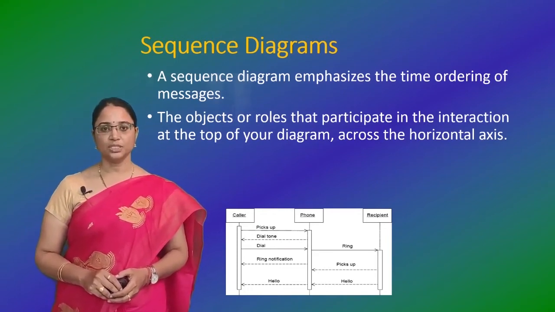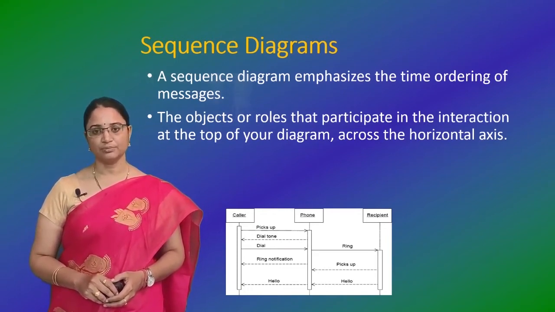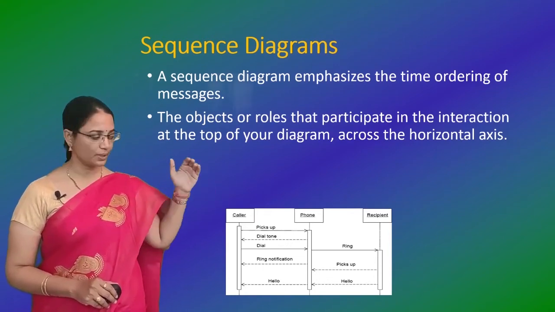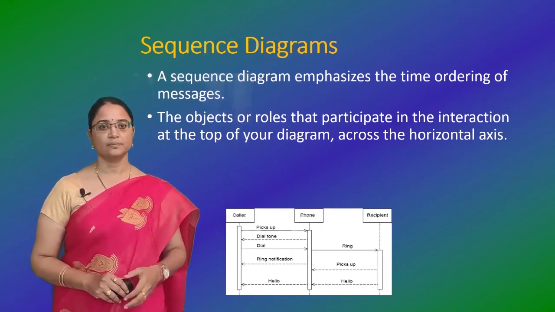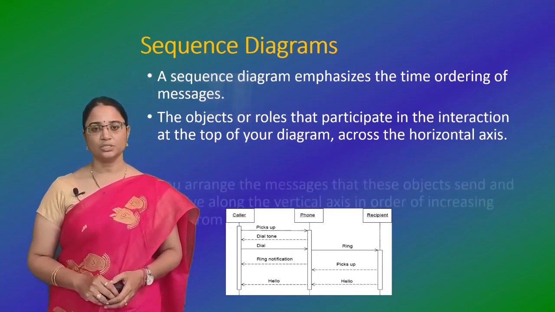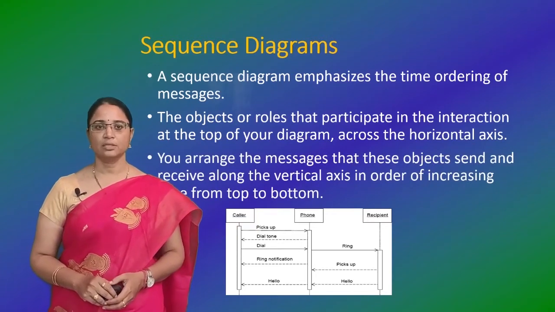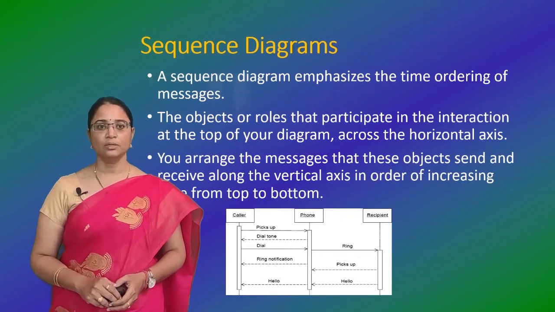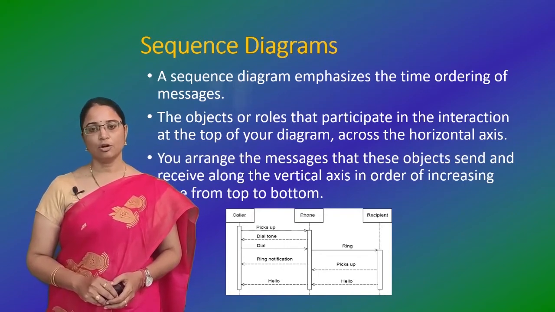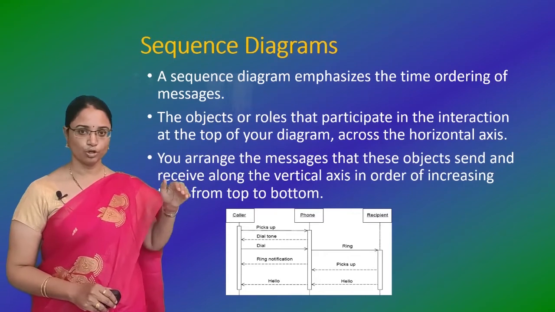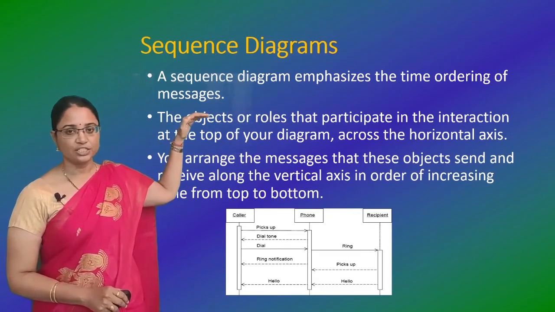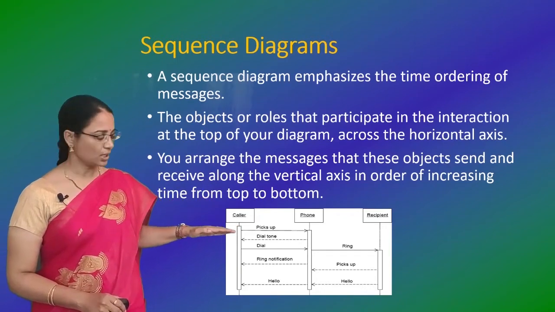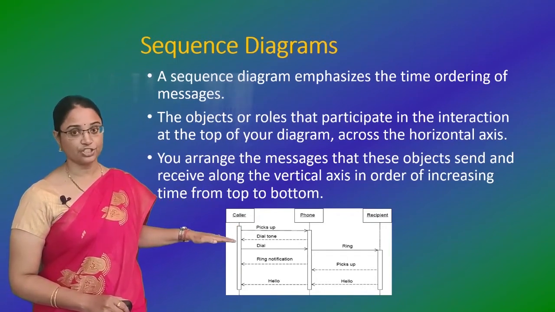Typically, you place the object or role that initiates the interaction on the left side. After that, you place the other objects towards the right, and increasingly more subordinate objects or roles are placed towards the right. Next, you arrange the messages that these objects send and receive along the vertical axis in order of increasing time from top to bottom. So you start the communication at the top and go down, and at the bottom you have the latest communication.